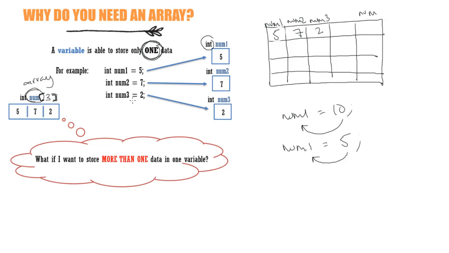Whenever an array is created, you can store more than one data inside here. Let's say you create an array that can store 3 data, so meaning that inside this location, you can store more than one data. Let's say there's 5, there's 7, there's 2. Instead of you storing it in different variables, you can use an array to store more than one data inside one variable. So this is what we call an array. This is the basic of array.